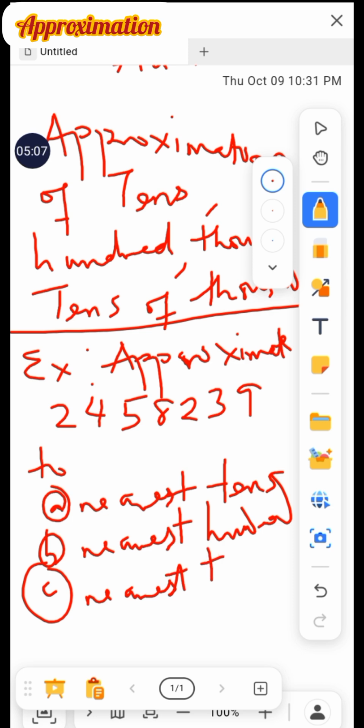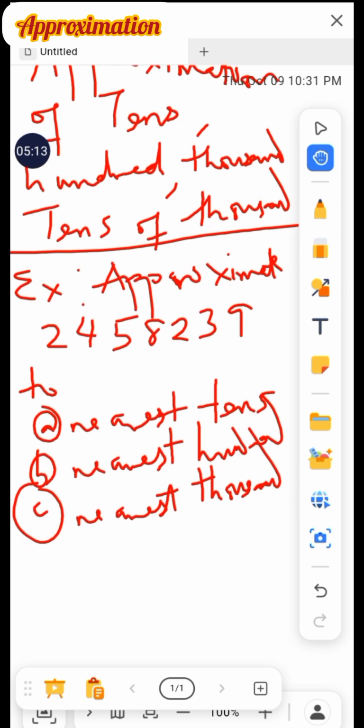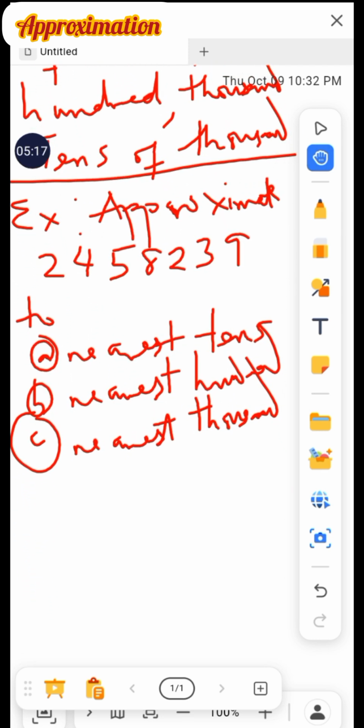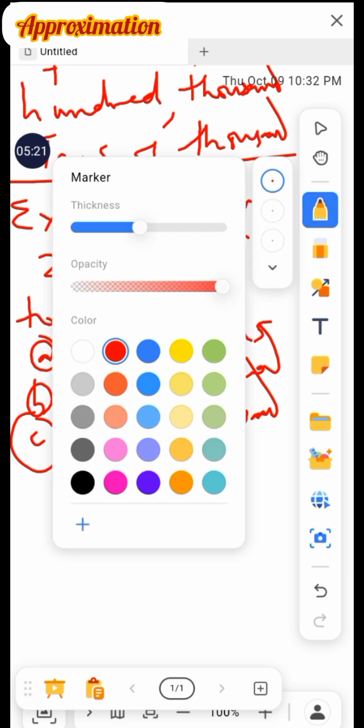So how do we go about them? Okay, so look at the number 2458239. We are asked to approximate to the nearest tens. Let's change the color of our pen to make it look colorful.